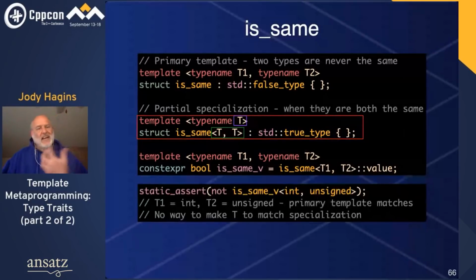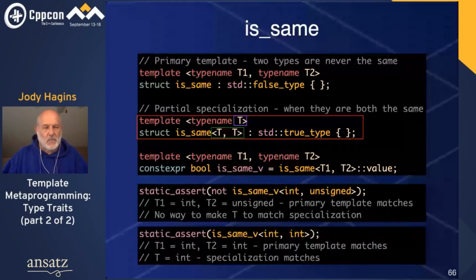But if we look at the second example where we send in two ints, the primary template is going to match with T1 equal int and T2 equaling int. And then the second specialization is also going to match, because it can create is_same<int> with the T equaling int, because there's only one. It can only be one. And if they're both the same, then it's going to match. Okay, I hope that's a little more clear.